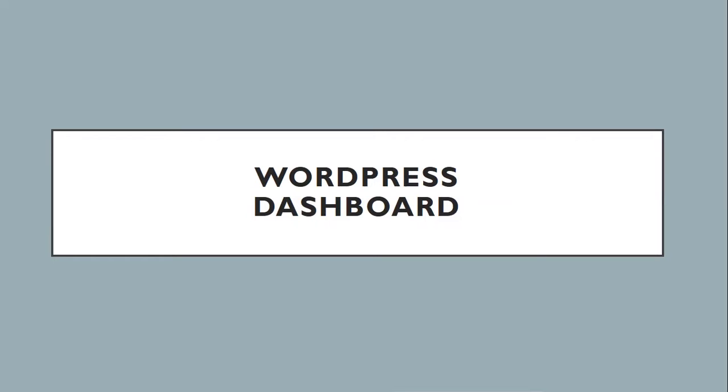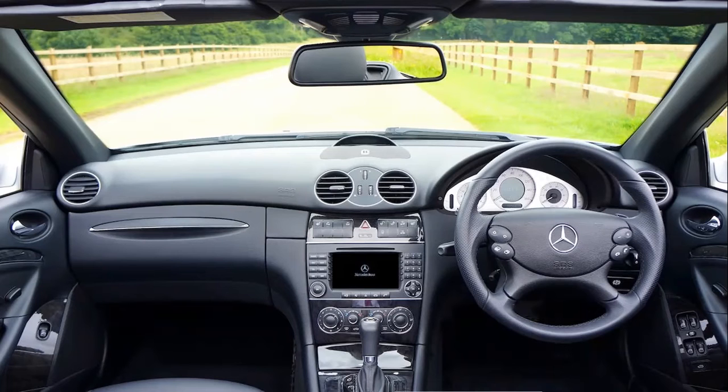Welcome to another tutorial. In this tutorial, you will learn about the WordPress dashboard. Take the example of the dashboard of the car. It is used to control the different settings of the car. For example, you can switch on the AC, control the temperature. You can turn on the lights.